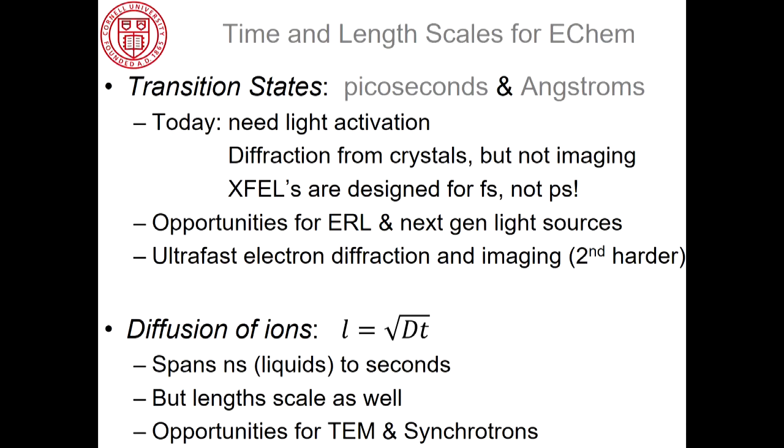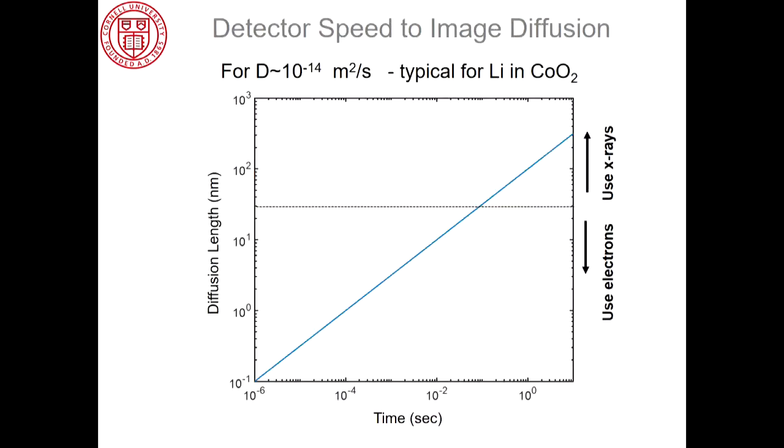The second thing, the length scale we care about, is diffusion of ions. And you can kind of plug in diffusion coefficients for things and ask, well, how far does it take to diffuse? And for liquids, I might care about nanoseconds. For solids, I might care about seconds. But the length scales scale as well. And this is where we have opportunities for TEM and synchrotron.